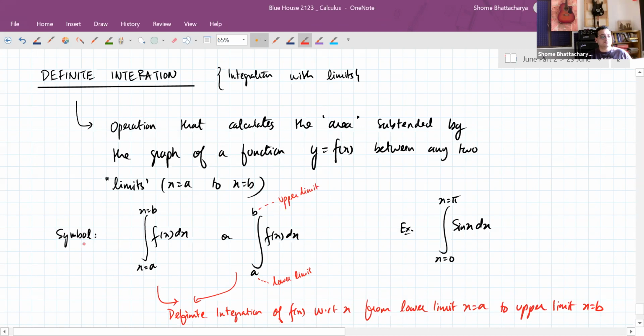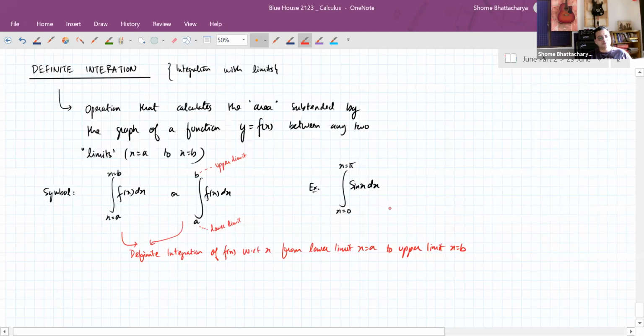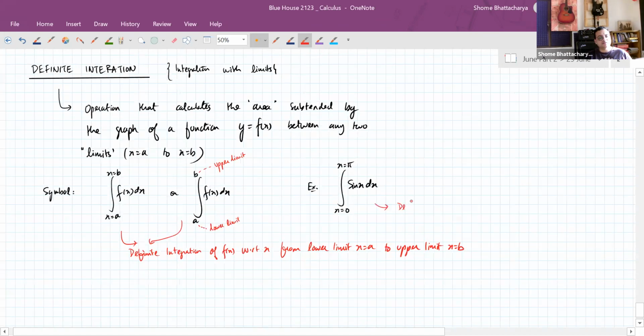Now, so far we've just understood the symbol and what it represents, roughly speaking. We will discuss how we calculate this also. So this one is, for example, definite integration of sin x from x equal to 0 to x equal to pi.